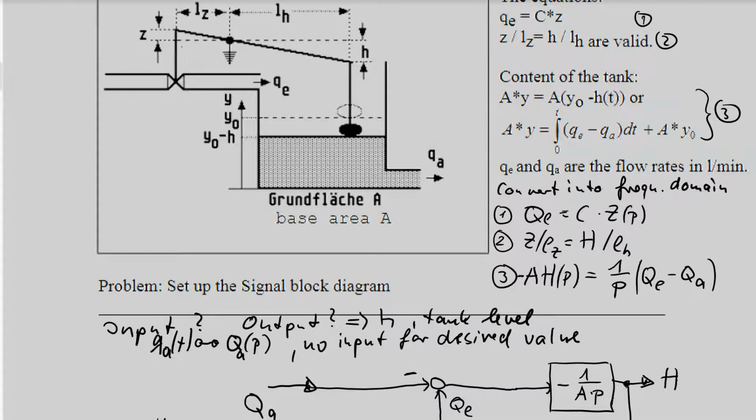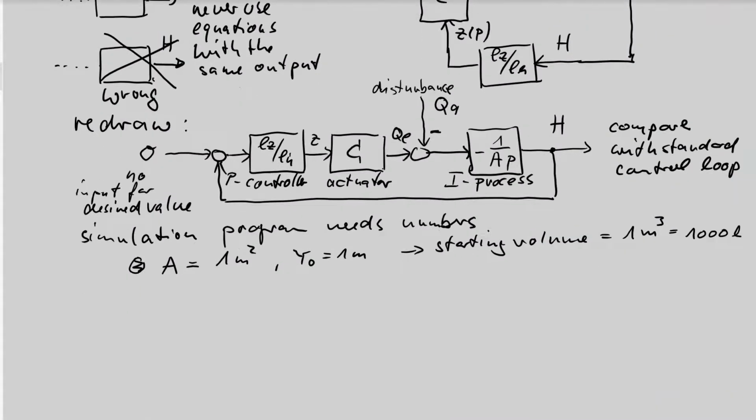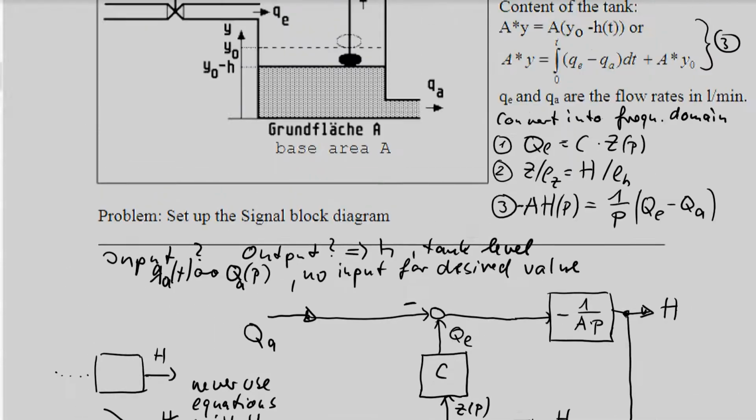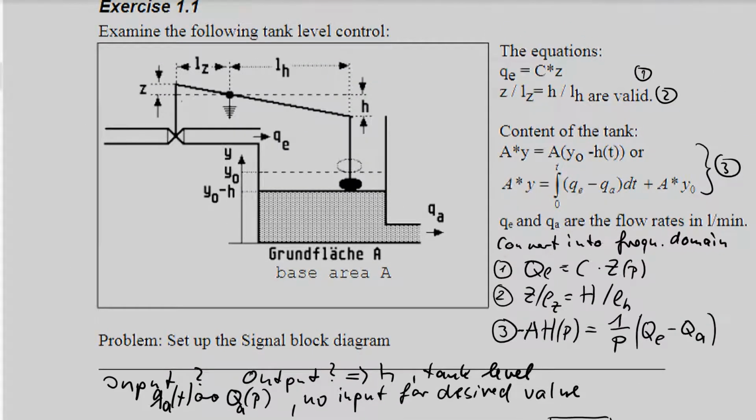Now I switch on QA. QA steps from 0 to 100 liter per minute. So what happens if we switch on this consumption, this suction, 100 liter per minute, 1000 liter tank, so the tank is empty in 10 minutes. So this is a situation without controller, but now the controller will work.